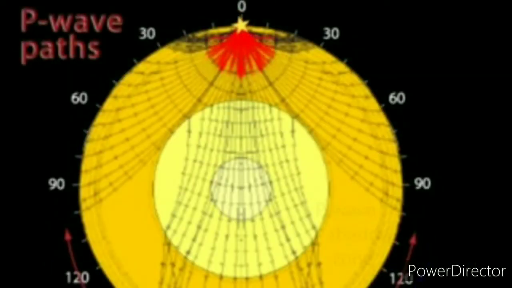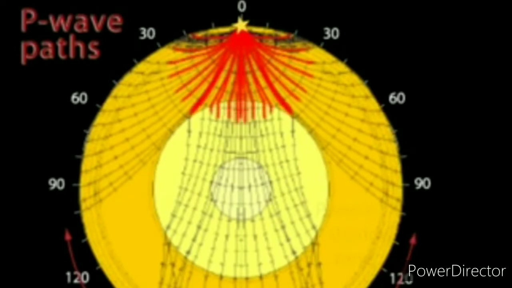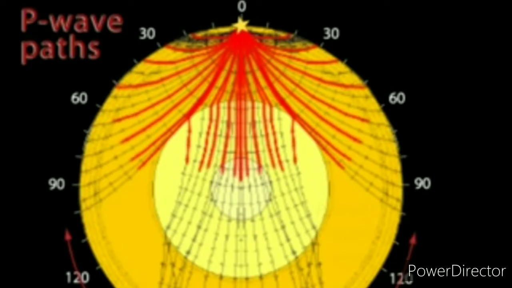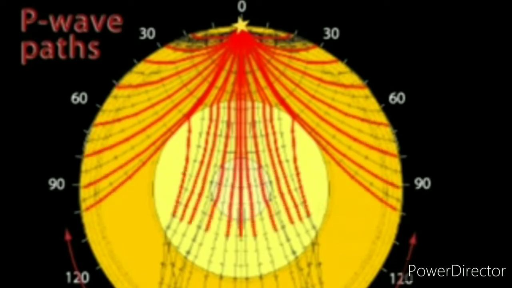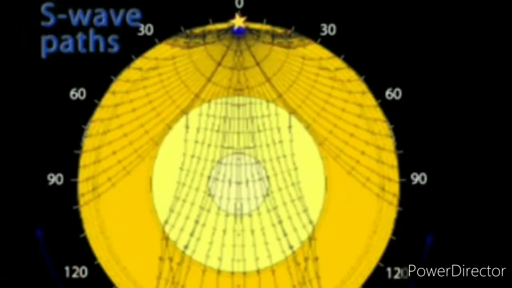P waves travel faster than S waves and can travel through any sort of material. However, when the energy from the P wave goes through the Earth's interior, it's going to refract or bend when it gets to rock that is different densities. This was the first clue that there are different layers and different densities in Earth's interior.